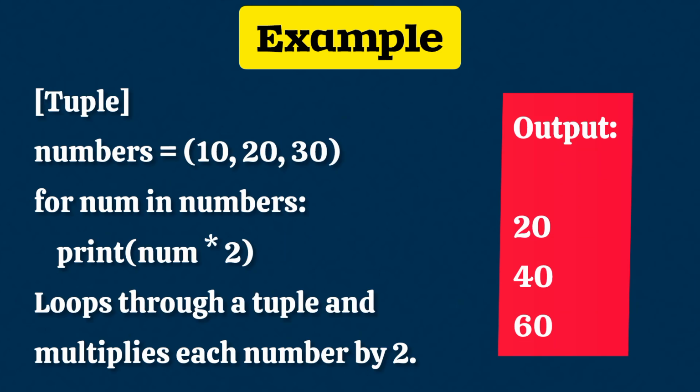Here is an example of a Python tuple. We created a tuple called numbers with 10, 20, and 30. Using a for loop, we go through each number. Inside the loop, we multiply each number by 2. So the output will be 20, 40, 60. This shows how a loop works with tuples also.